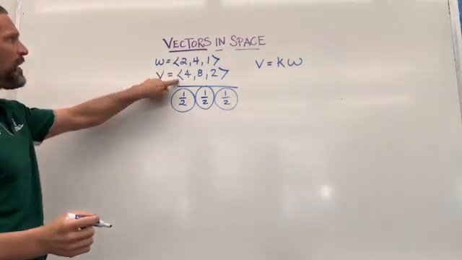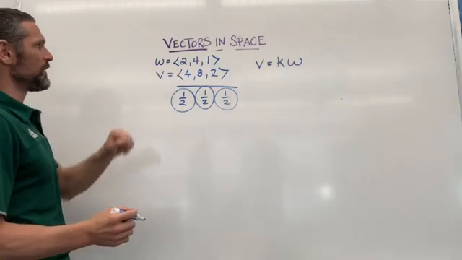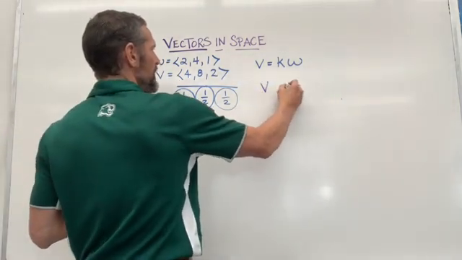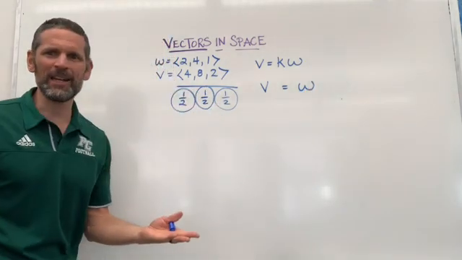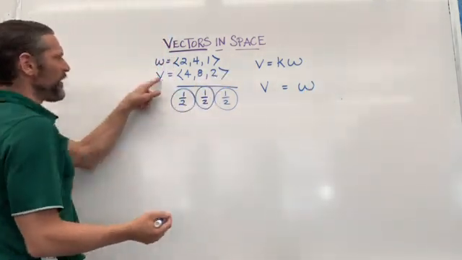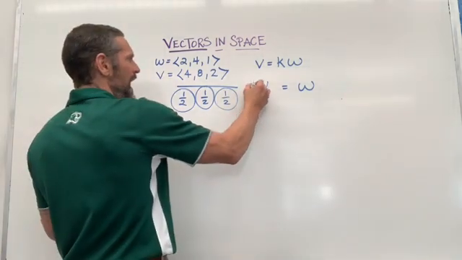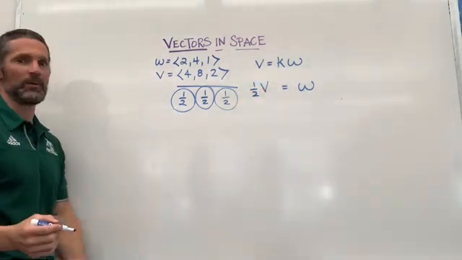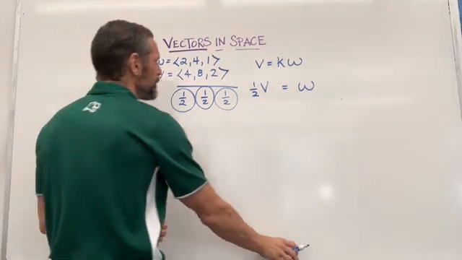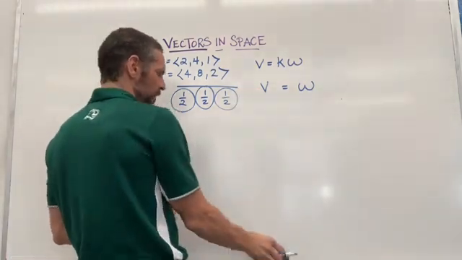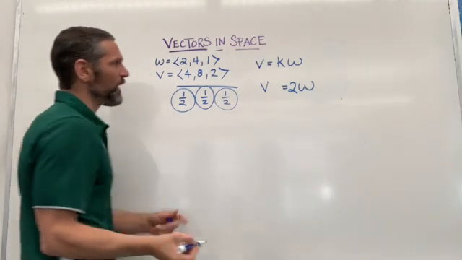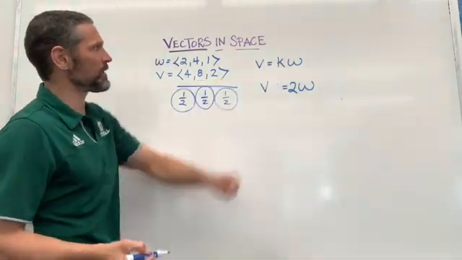Notice vector v is much bigger than vector w. Vector v equals vector w? What a ridiculous statement. They're not equal. Vector v is much bigger than vector w. To make them equal, I can say half of vector v is equal to vector w, or I can multiply both sides by 2 and come out with this. Now I've agreed with this form here.